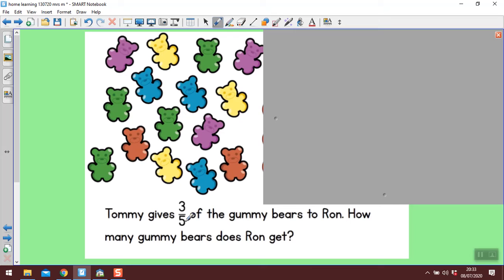So what I'd like you to do is, on your paper, share 15 teddy bears or 15 counters into 5 equal groups. And let me know if you can find 3/5 of those groups. 3 out of 5 groups. Pause the video while you do this.